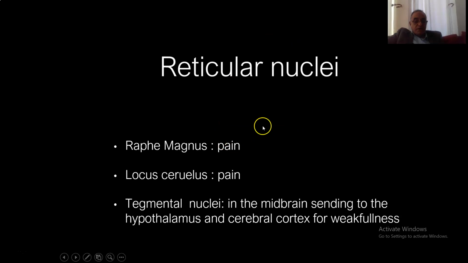The reticular nuclei, the raphe magnus, as we said, is for pain, mainly in the medulla. The locus ceruleus in the pons is also concerned with the ascending pathway of pain, and the tegmental nuclei, which are also reticular nuclei of the extrapyramidal system, send continuous impulses to the hypothalamus and cerebral cortex for wakefulness. So if you have an intact cerebral cortex with affected tegmental nuclei, the patient will pass into deep coma because the continuous impulses from the brainstem to the cerebral cortex and to the hypothalamus stopped.